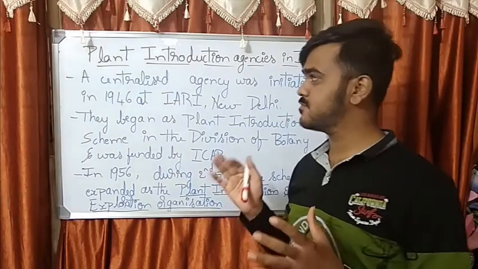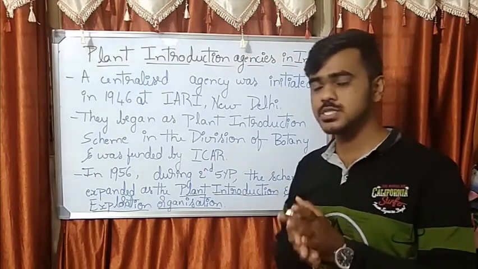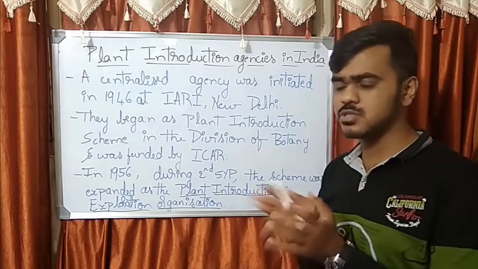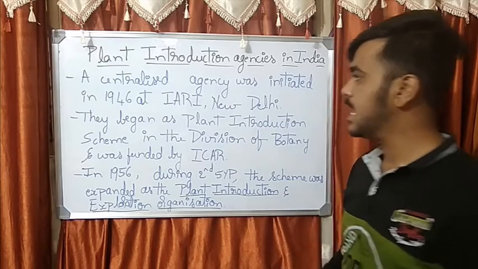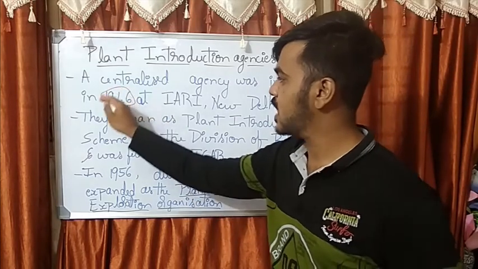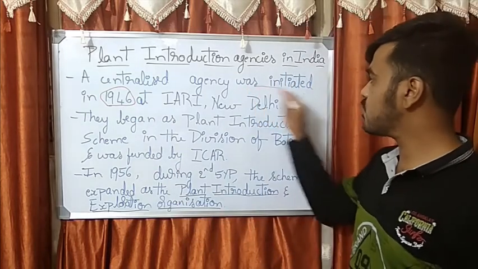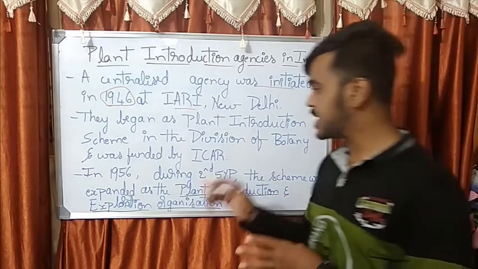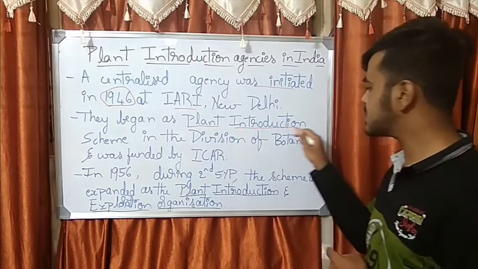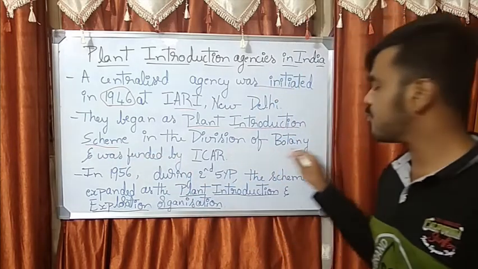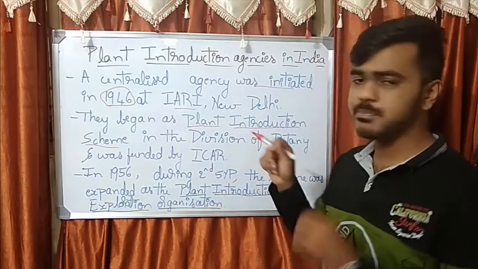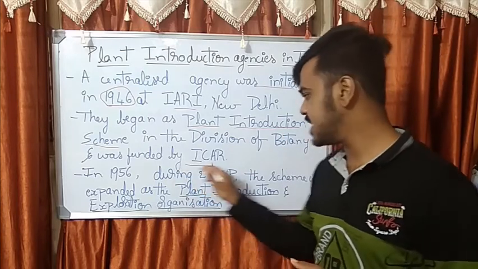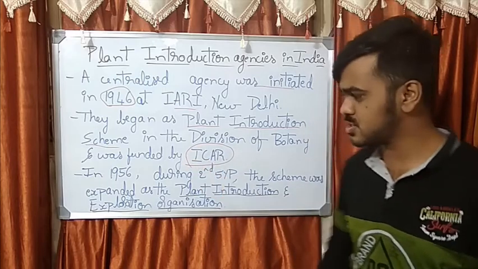Now we shall discuss a few things about the plant introduction agencies that were established and are working in India. When the concept of plant introduction began in India, in 1946, a centralized agency was initiated at ICAR-IARI, New Delhi. They began it as a plant introduction scheme in the division of botany, and it was funded by ICAR, the Indian Council of Agricultural Research.